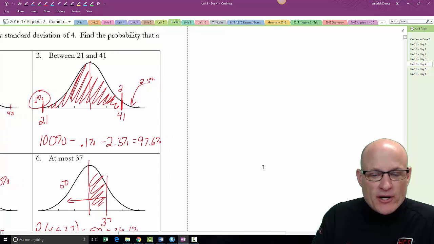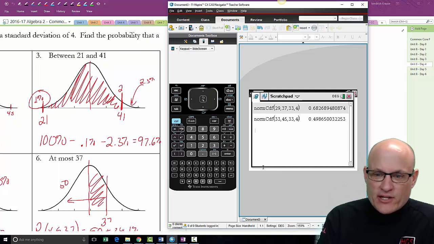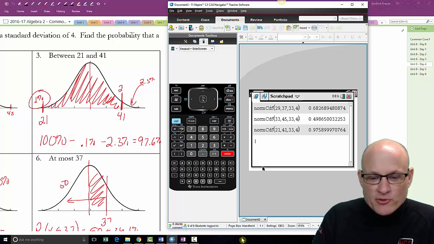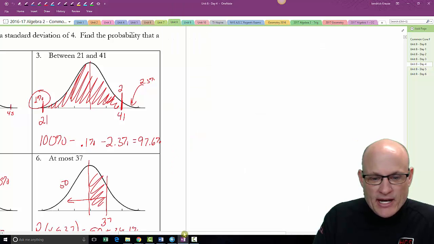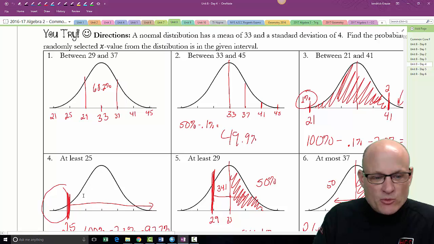Let's check this one, between 21 and 41. Well, once you've done this, now you can just do this if you want. 21, 41. 97.6%. Now, the next one's going to be a little trickier, so let's see how that one's going to play out. We'll do a couple of these tricky ones.